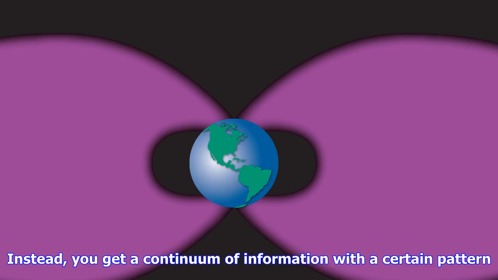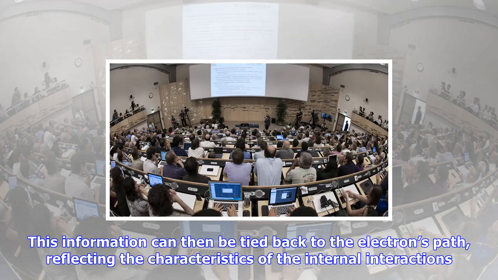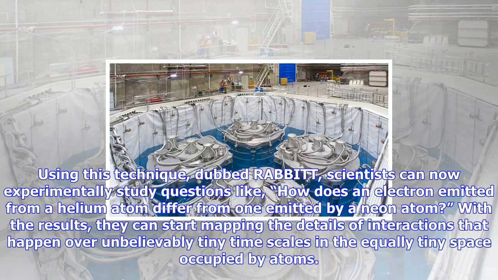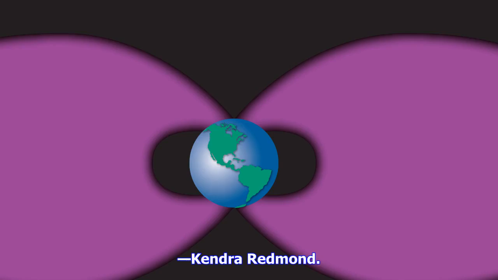The information collected by the experiment isn't in a one-to-one ratio, meaning that you don't get an individual measurement for each electron. Instead, you get a continuum of information with a certain pattern. This pattern reflects the average momentum and change in momentum for an electron in attosecond intervals of time. This information can then be tied back to the electron's path, reflecting the characteristics of the internal interactions. Using this technique, dubbed RABBIT, scientists can now experimentally study questions like, how does an electron emitted from a helium atom differ from one emitted by a neon atom? With the results, they can start mapping the details of interactions that happen over unbelievably tiny time scales in the equally tiny space occupied by atoms.